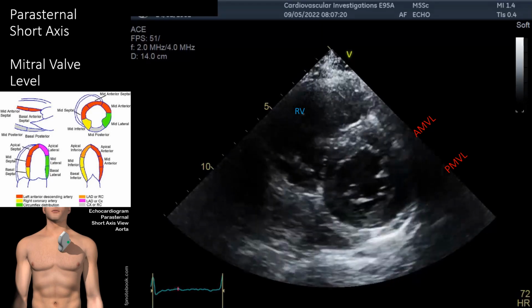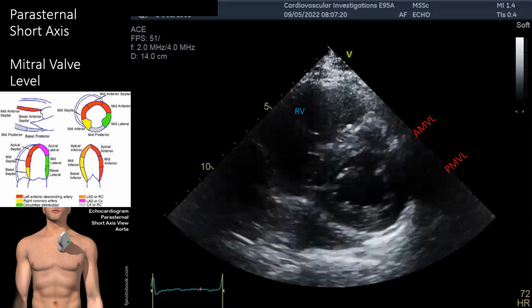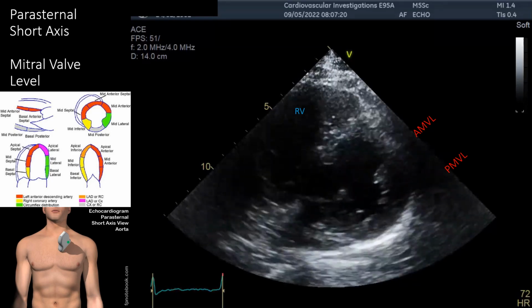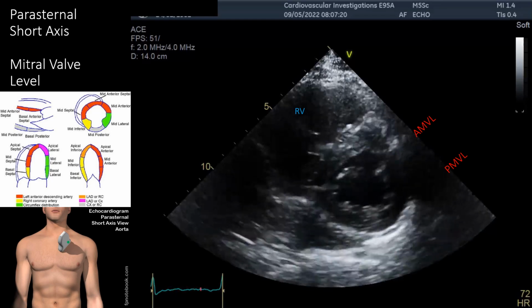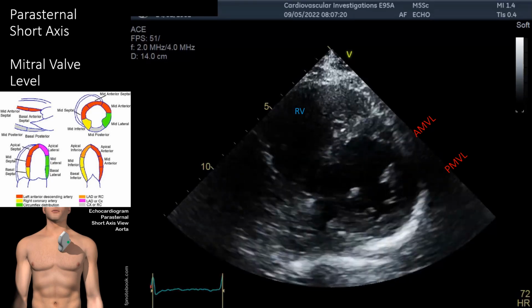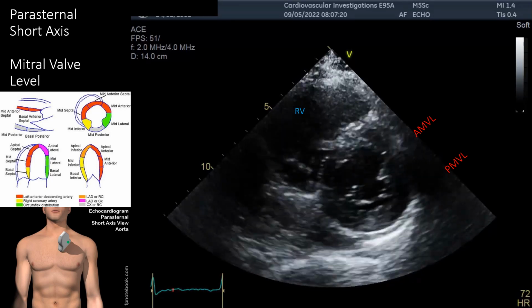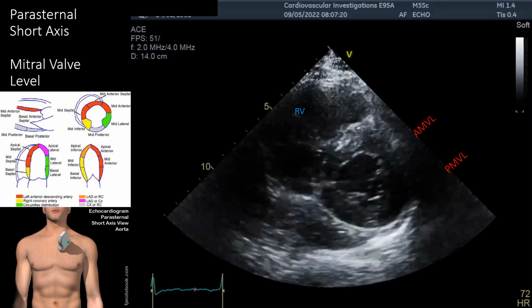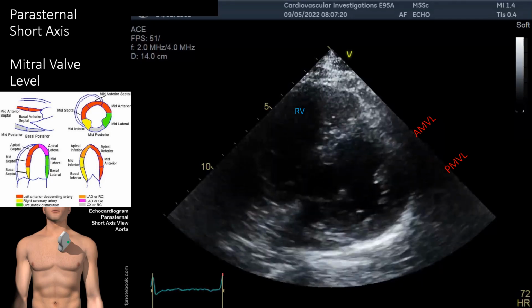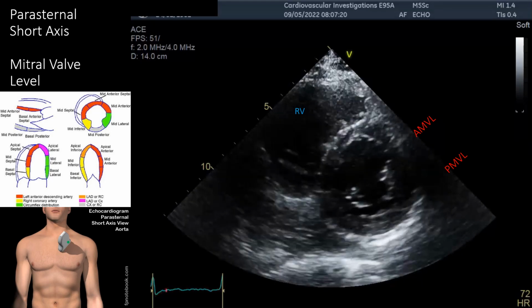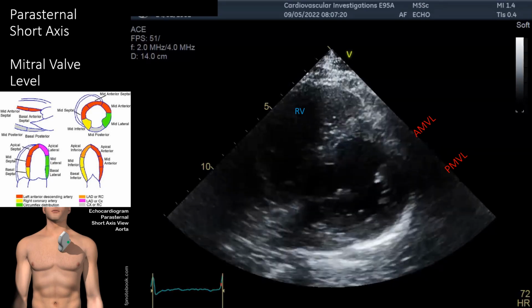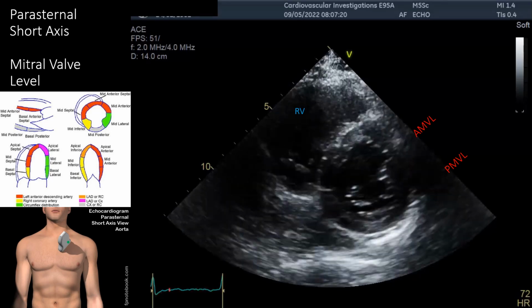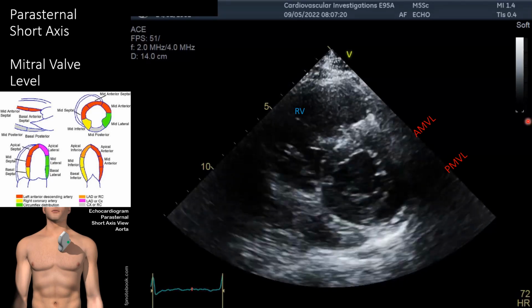And now the short axis view, where the probe is panned down along the heart from base towards apex to the mitral valve level, and we can see the anterior and posterior mitral valve leaflets within the left ventricle, which looks like a circular donut shape, with the right ventricle piggybacking up on the side.